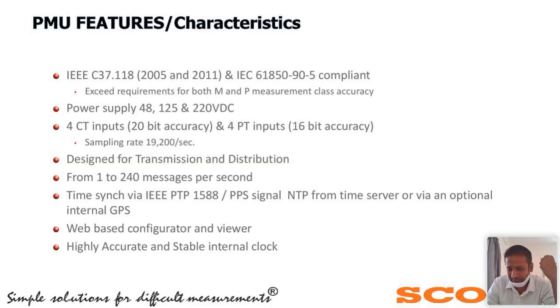Suppose in your substation you don't have a GPS clock and you want to install the PMU. The PMU requires GPS synchronization. In that case, you only have to purchase an antenna and connect the signal to the PMU, and the internal PMU clock will be used, which will be synced with the GPS system. So that is easy for synchronization.